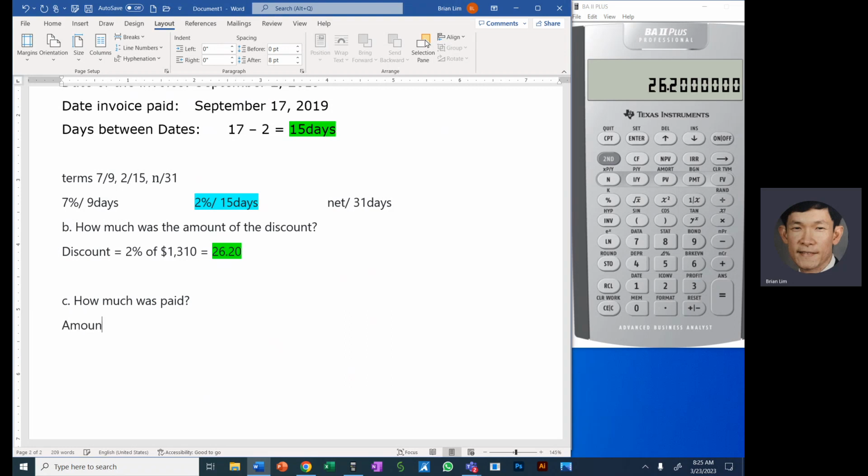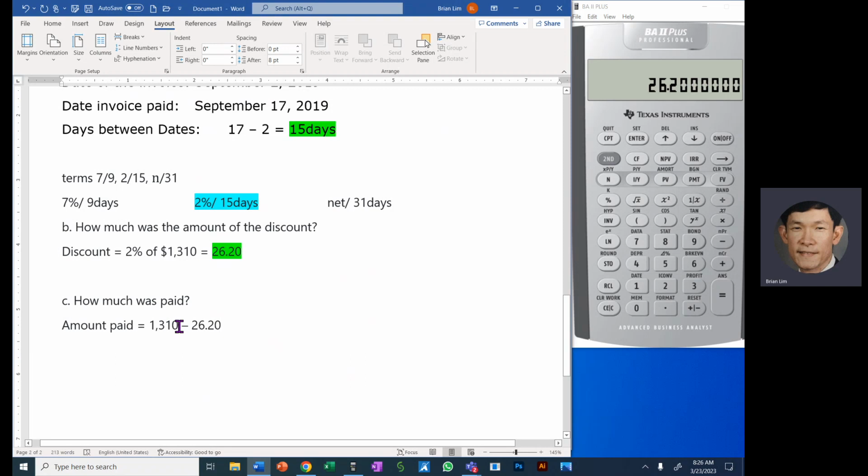So the amount paid will be equal to what? The amount on the invoice, which is $1,310, minus the $26.20. All right, so those are the two numbers.